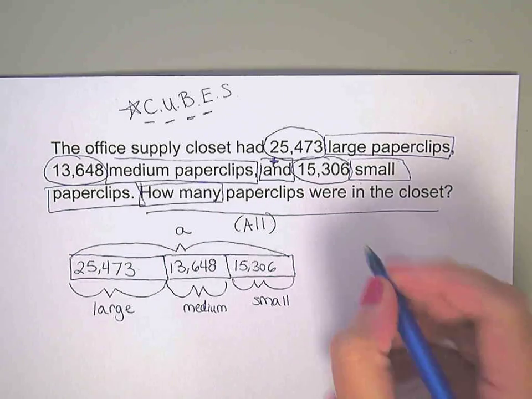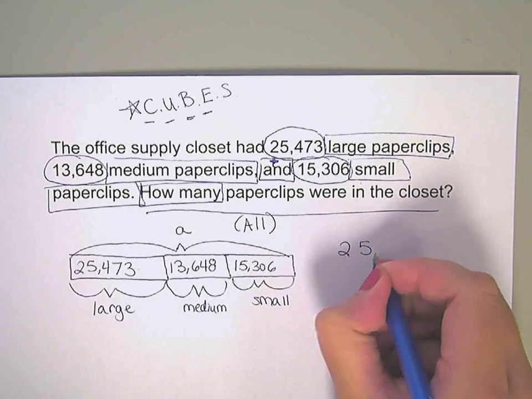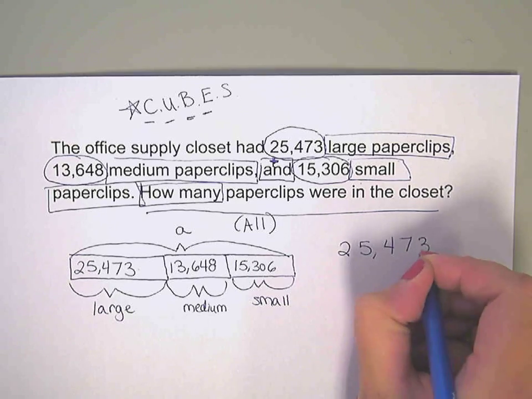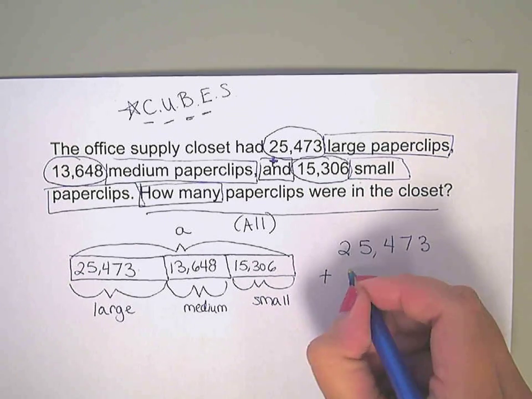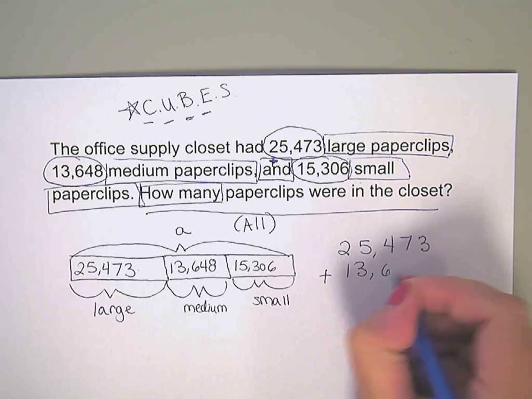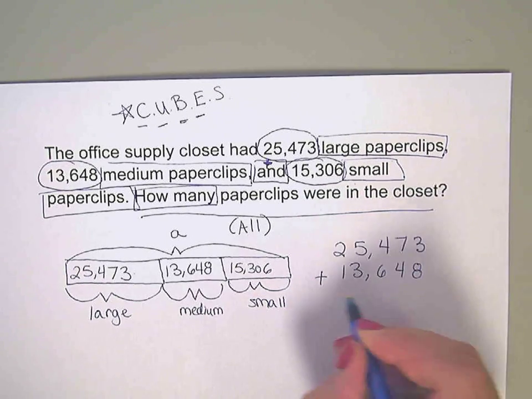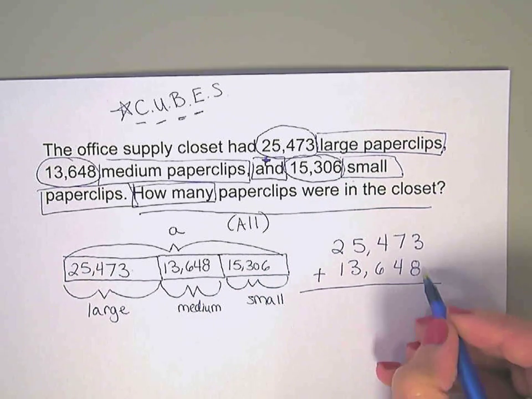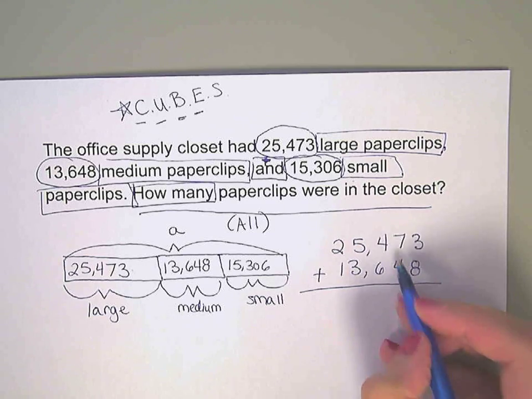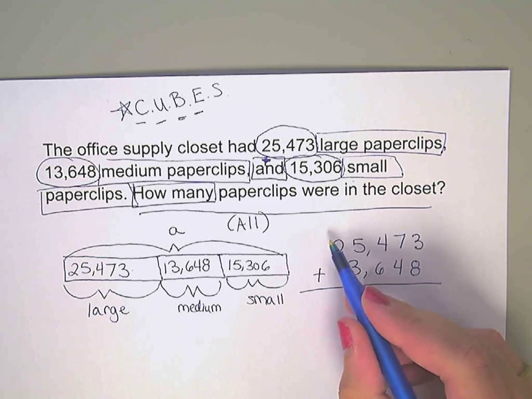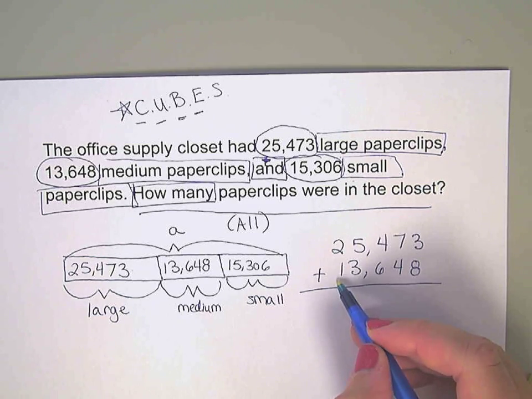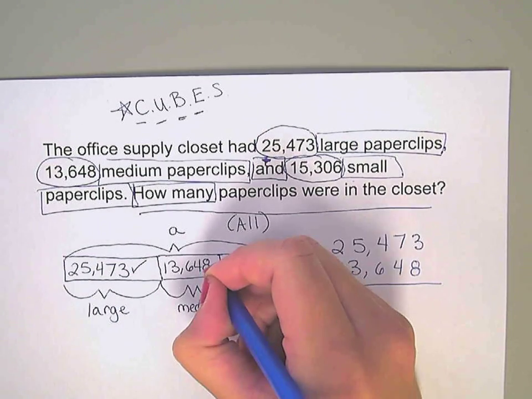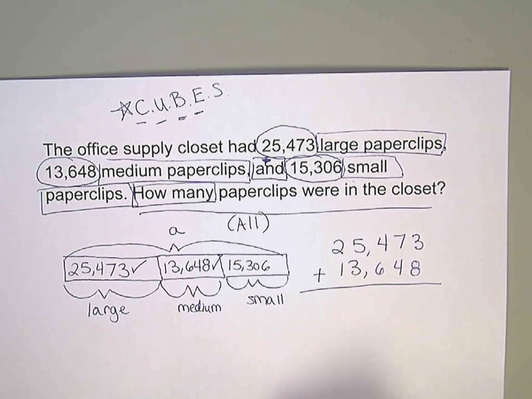So I'm going to take the first 2, 25,473 plus 13,648. Notice I lined up the place values. Ones with ones, tens with tens, hundreds, hundreds, thousands, thousands, 10,000s, 10,000s. And I'm also going to check off which ones I'm adding so I don't add those again.